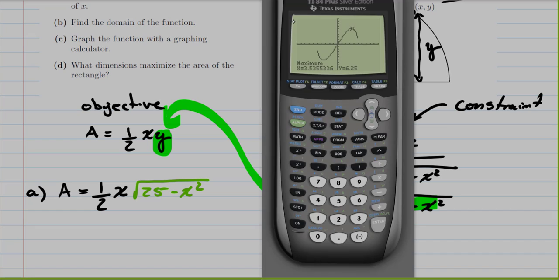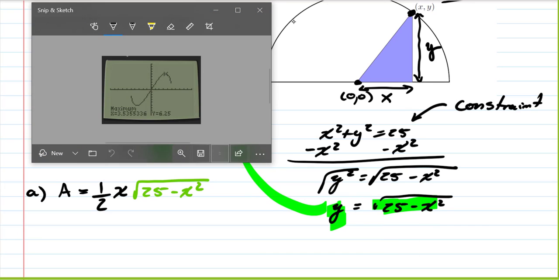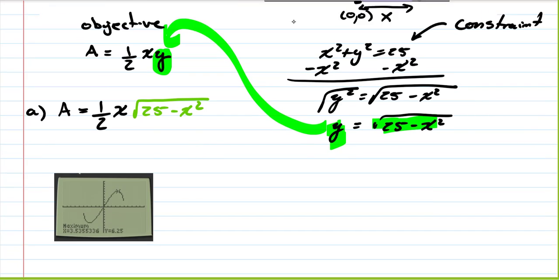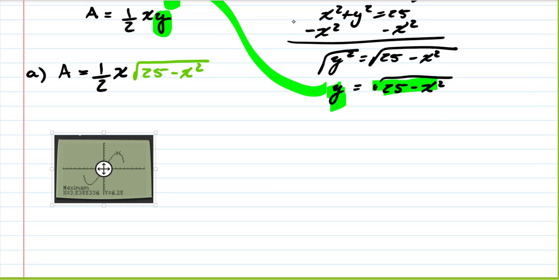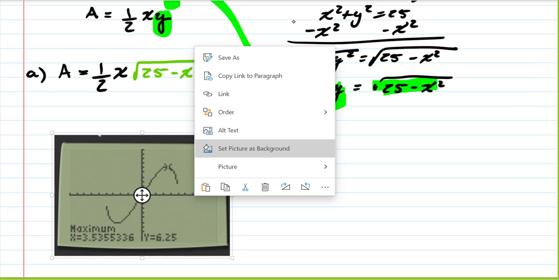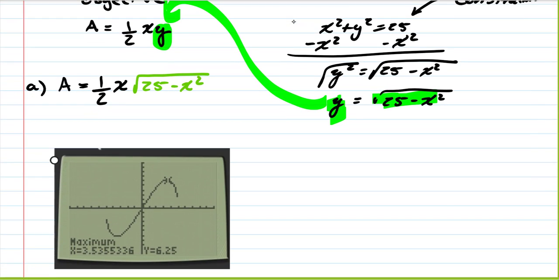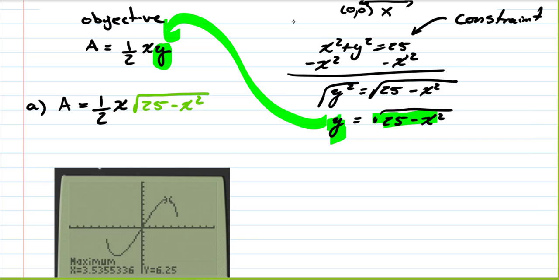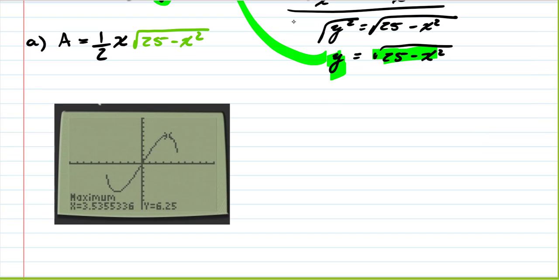We eyeballed it to be about 3, and it looks like the actual answer is 3.5 for our x, and the area would be 6.25. So that gives us our x. To find our corresponding y, we would plug that back in.